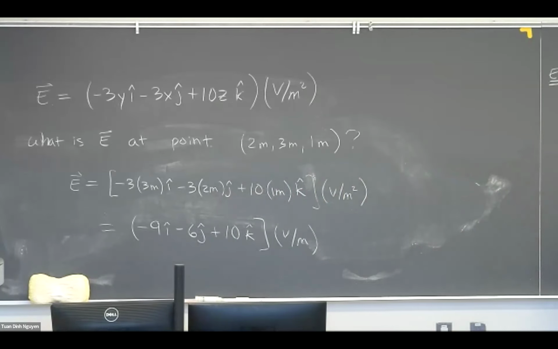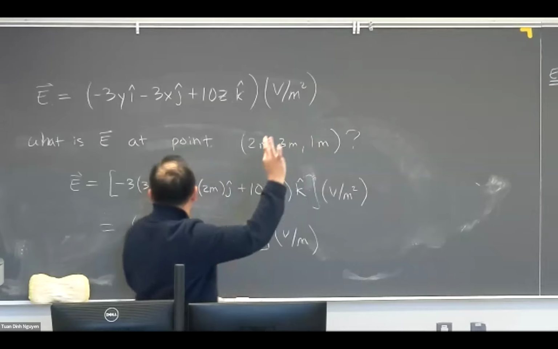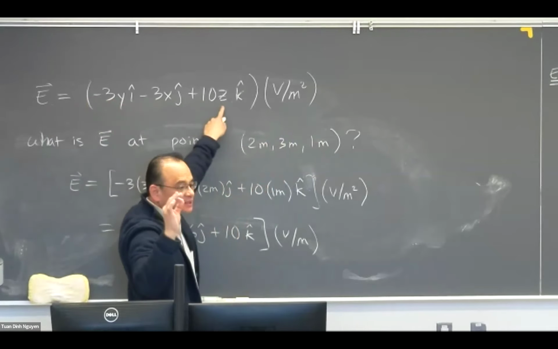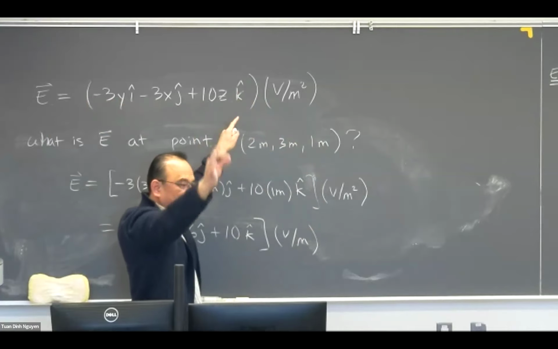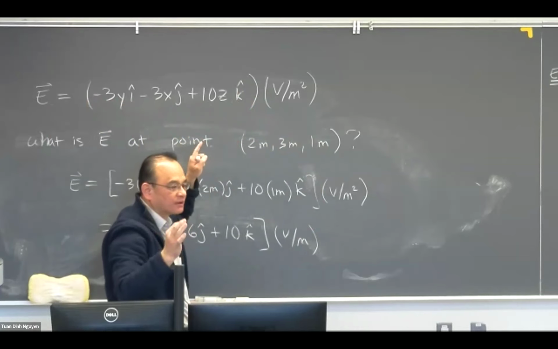Question? Yeah. So is there 2, 3, and 1 representing each vector? Like a point at each vector, or just? It's just a point in space, 2, 3, 1. And the electric field depends on where you are in space. It changes in space, so it has a different value depending on where you are.